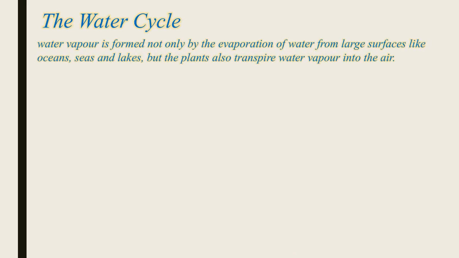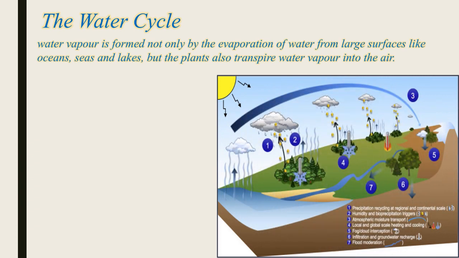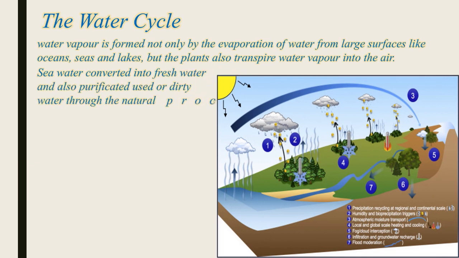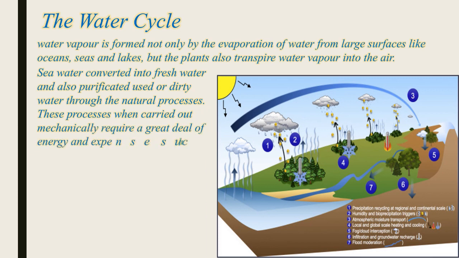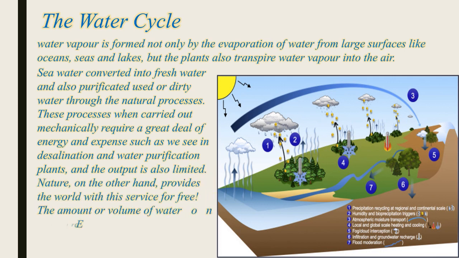The water cycle. Water vapor is formed not only by the evaporation of water from large surfaces like oceans, seas, and lakes, but the plants also transpire water vapor into the air. Seawater is converted into fresh water, and used or dirty water is also purified through the natural processes.